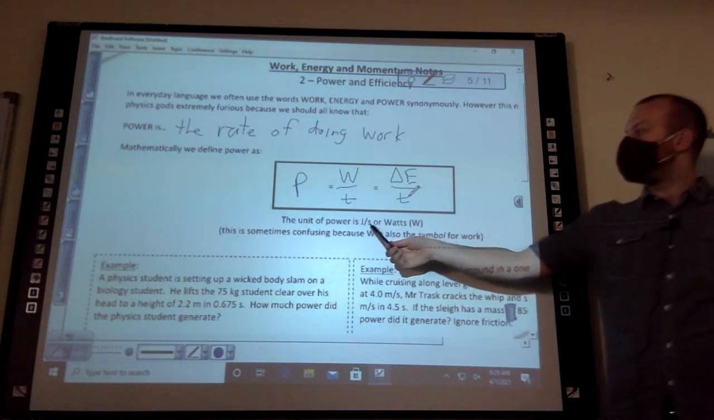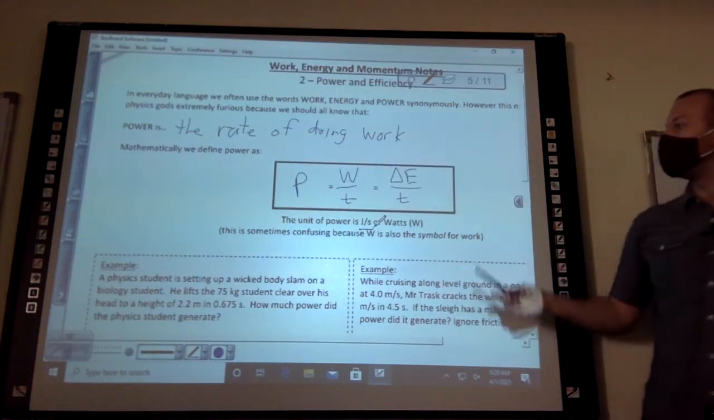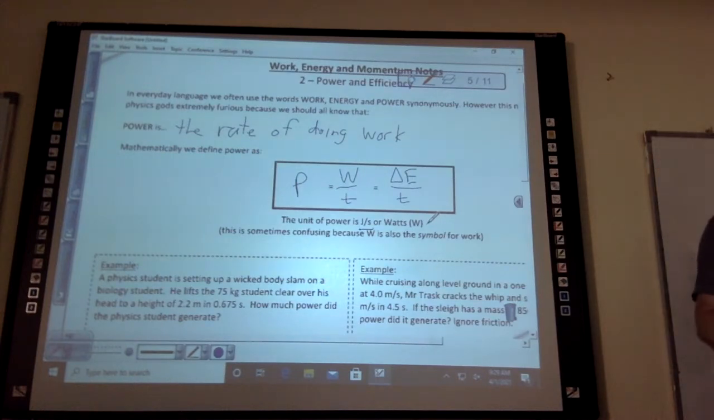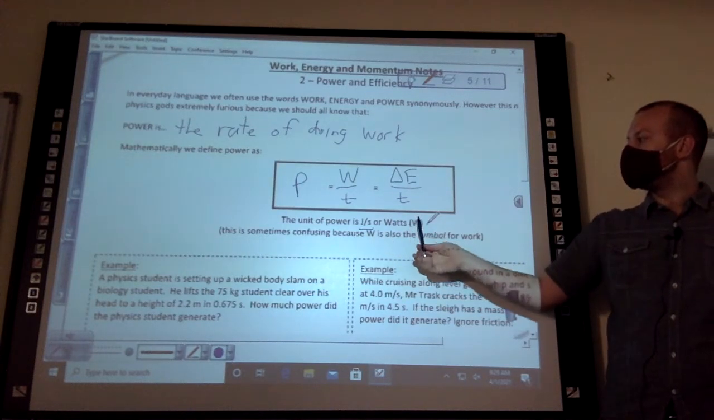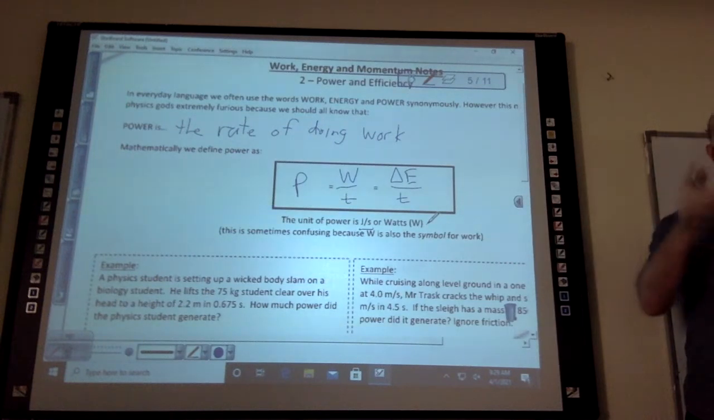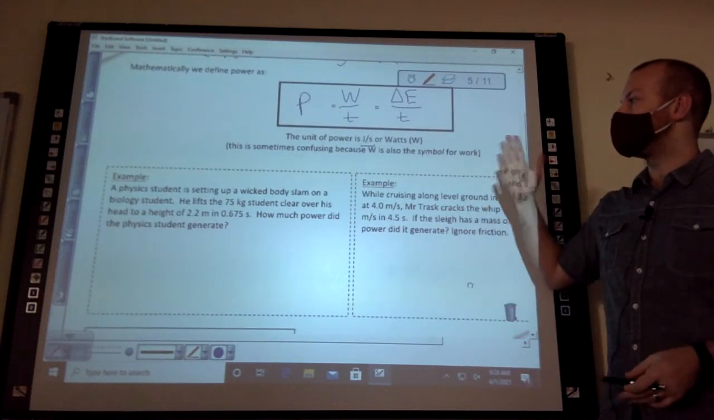Notice the units for power. I can either use joules per second, or watts. So you've seen watts before with light bulbs, stuff like that. How many watts are there in some sort of an item, whether you're looking at a machine or a motor or something like that. Don't get confused with W for watts, W for work. They're both the same thing. One's a unit, one is a variable.